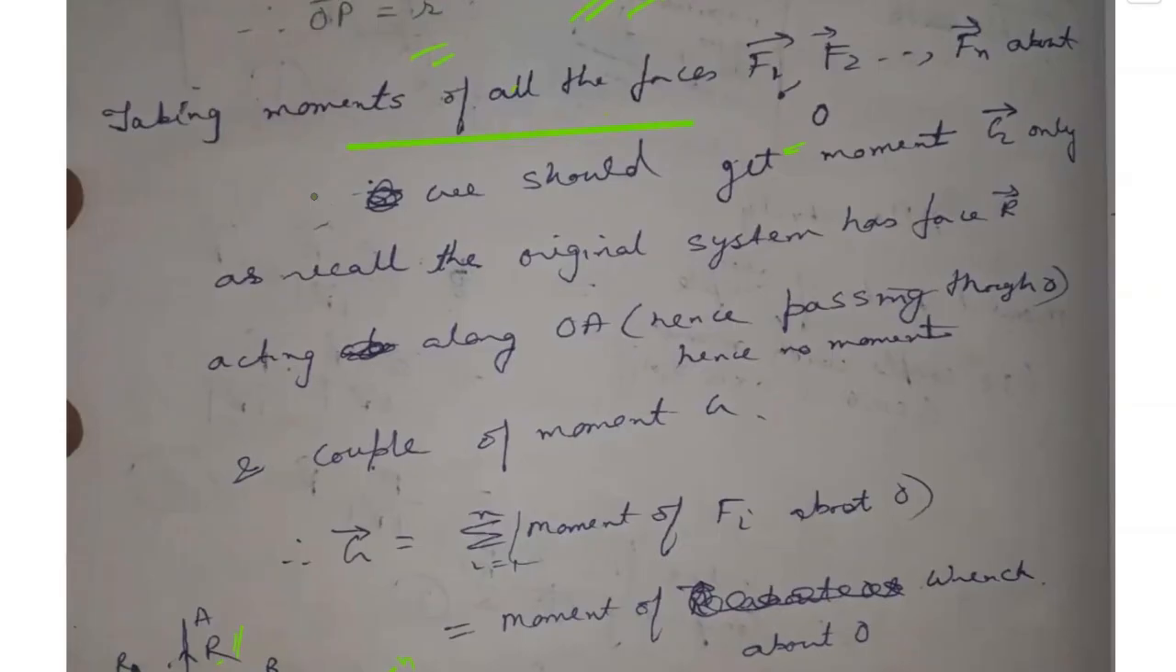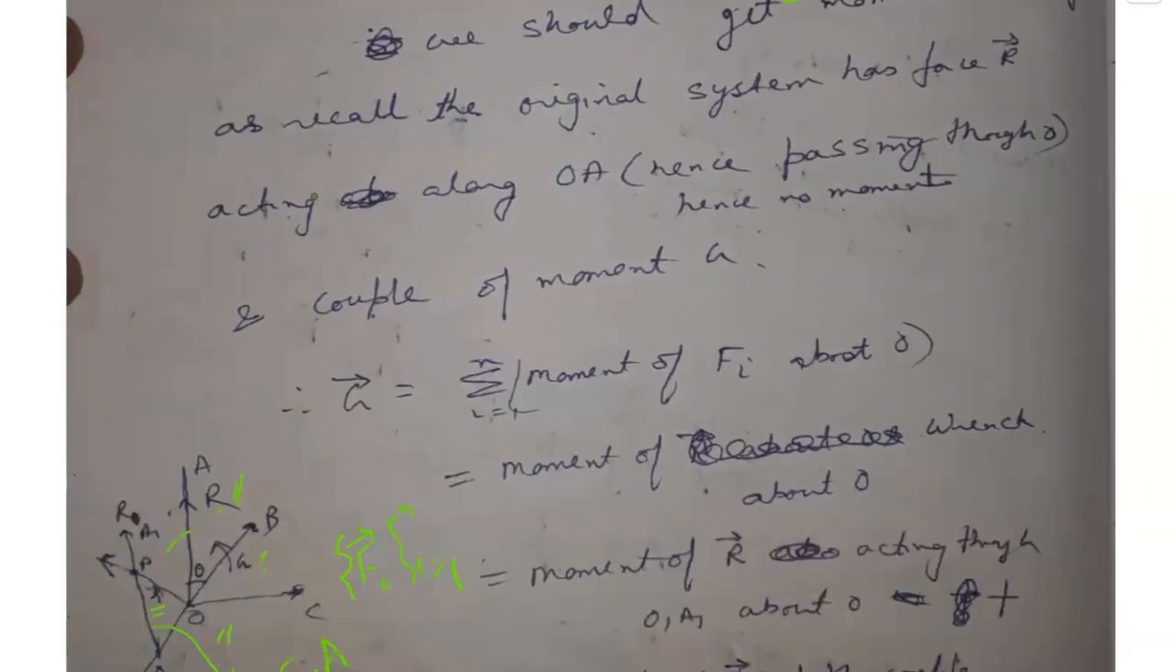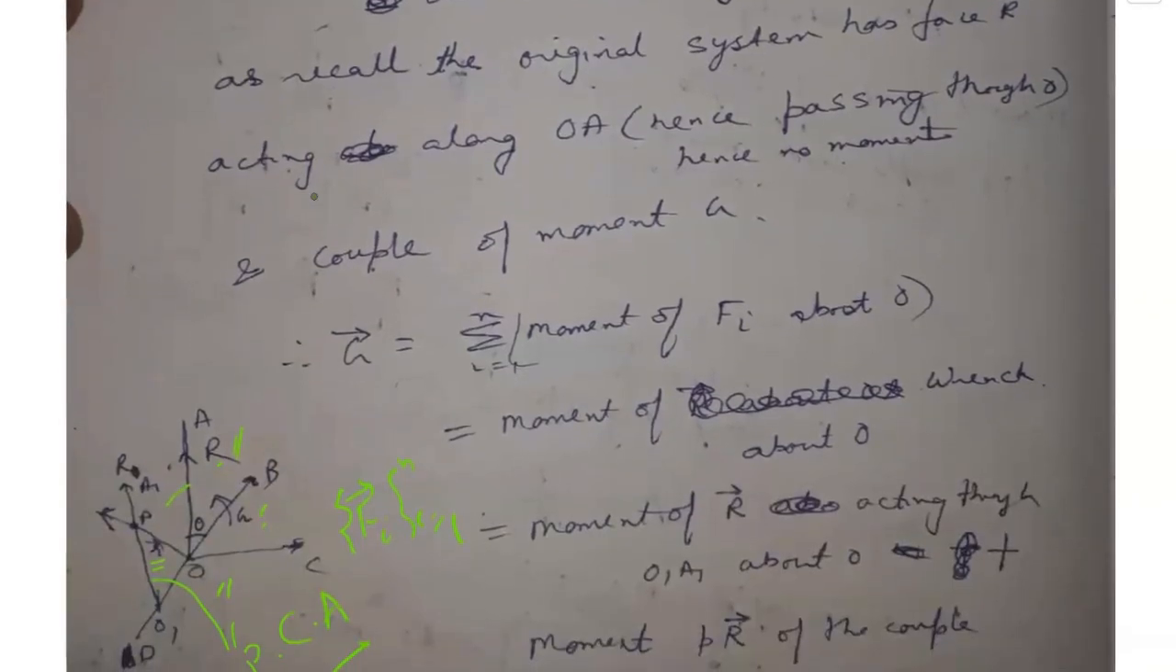Now you see, when I am trying to calculate the moment of all the forces with respect to O, our O is the best point, and as we have taken, this OA is the line of action of R, that is the resultant of all the forces. So if I want to find out the moment of all the forces about O, that is equal to the moment of the resultant about O. But the resultant itself is passing through O. So the moment of the resultant will be 0. So what are we left over with? The moment of the couple.